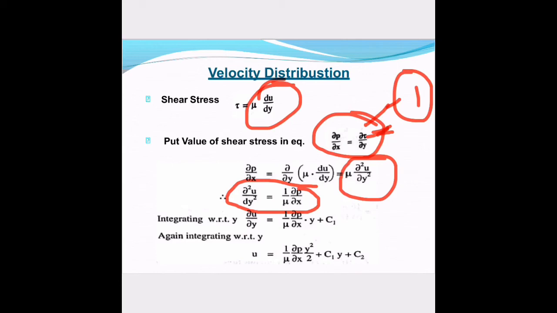Let's try to understand the calculations.